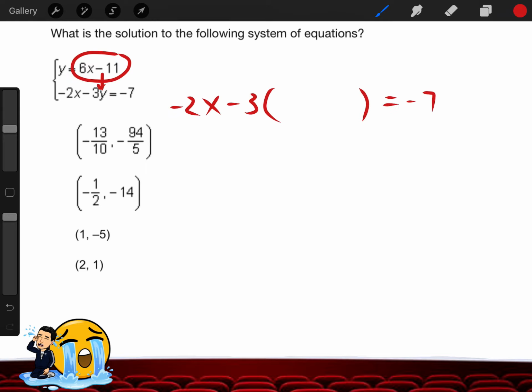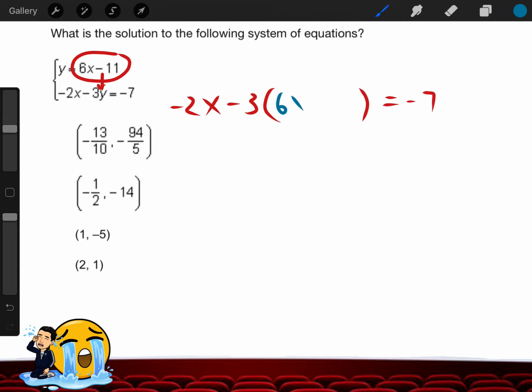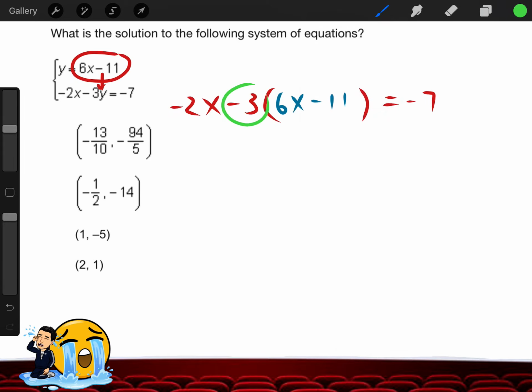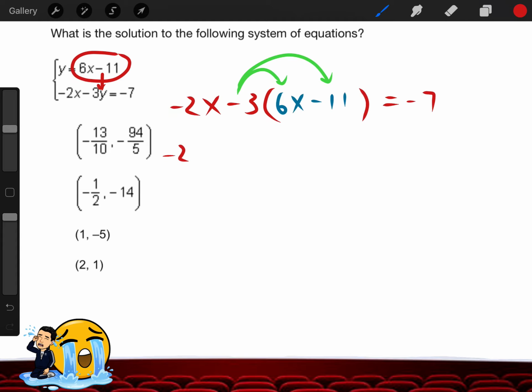Okay, and then we rewrite everything else except the letter y. I'm gonna put 6x minus 11 in there. Okay, now I'm gonna do distribution. So this is negative 3, about to distribute to 6x to negative 11. Okay, so negative 18x, positive 33 equals negative 7.